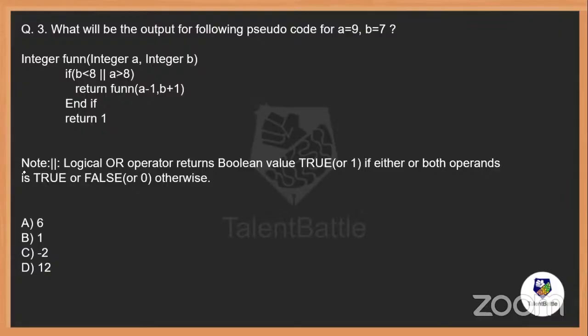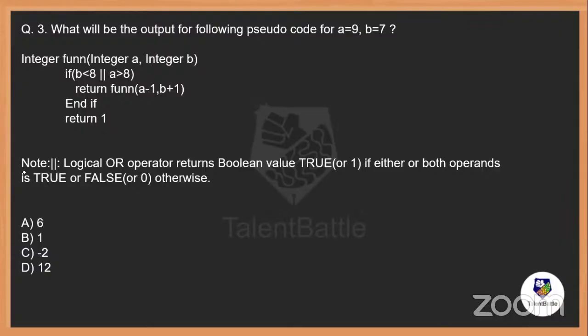Now, according to the question, the function is accepting 2 integer parameters. Based on those 2 integer parameters, in the body of the function, an if condition is mentioned with an operator called logical OR. Now we know how the logical OR operator works. It will return Boolean value true if any of the expressions under that operator is true. If both are true, then also it will return true. If any one is true, then also it will return true. But if both are false, then it will return false.